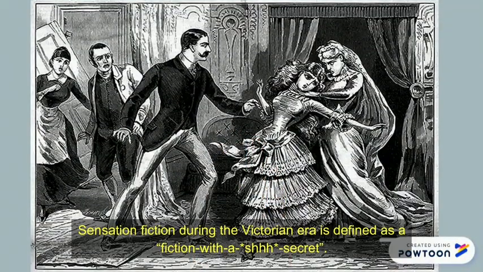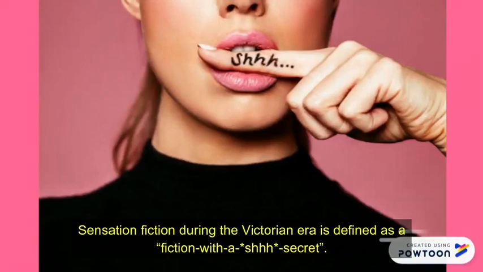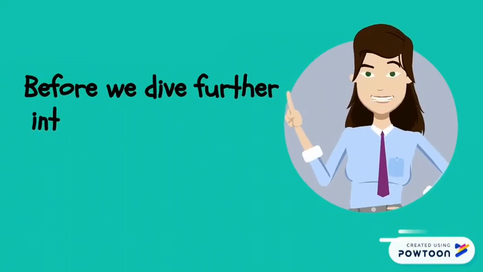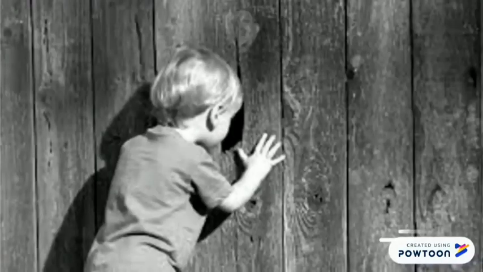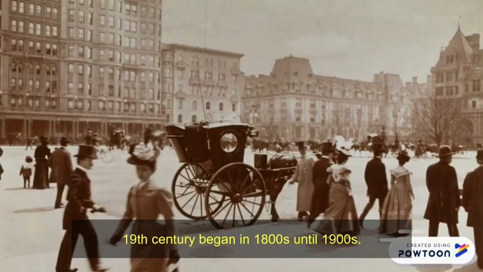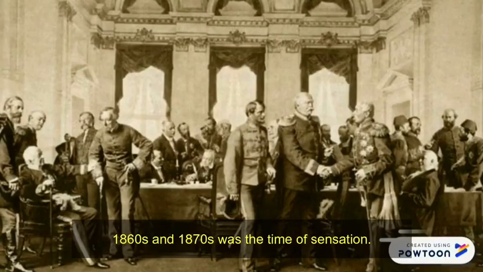Sensation fiction during the Victorian era is defined as fiction with a secret. Before we dive further into sensation fiction, let's take a pic of the past. The 19th century began in the 1800s until the 1900s. The 1860s and 1870s was the time of sensation.